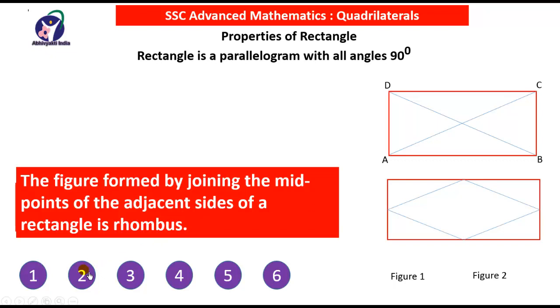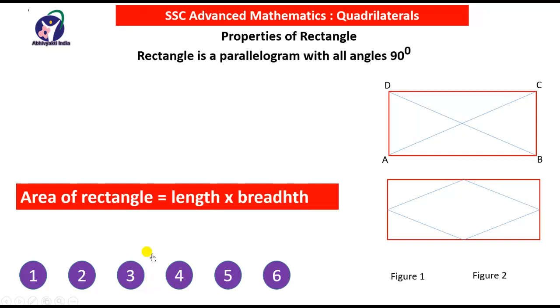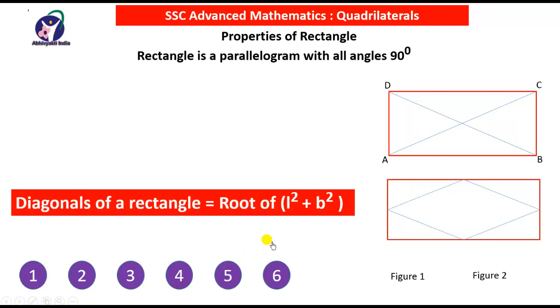Now let us see property number 4. The area of a rectangle is equal to length into breadth. The area of the rectangle is equal to length multiplied by breadth. Now let us see the fifth property.